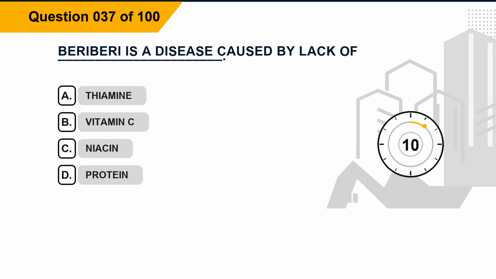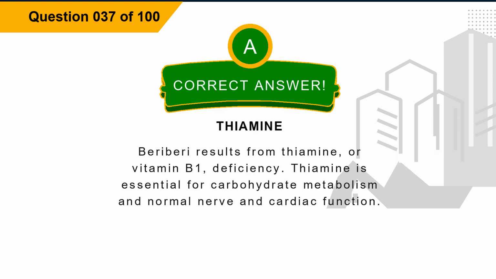Question 37. Beriberi is a disease caused by lack of blank. Option A, thiamine. Option B, vitamin C. Option C, niacin. Option D, protein. The correct answer is option A, thiamine.